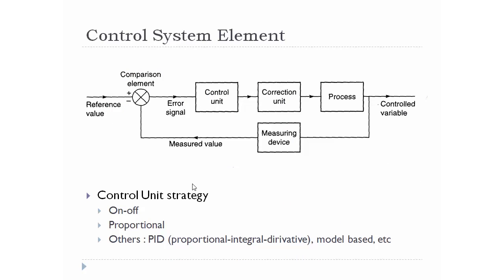Okay. This is the control system element. At the beginning, there is a reference value, and using a comparison element, we can compare the measured value with the reference value. If there is an error, we will process it using our control unit. After that, to the correction unit, and we will process it.